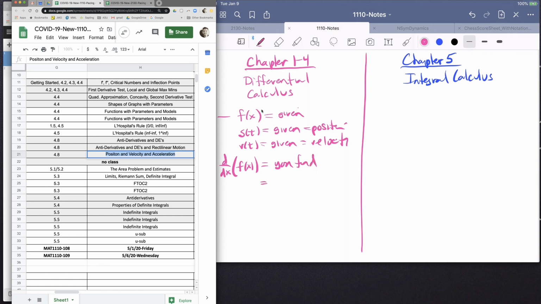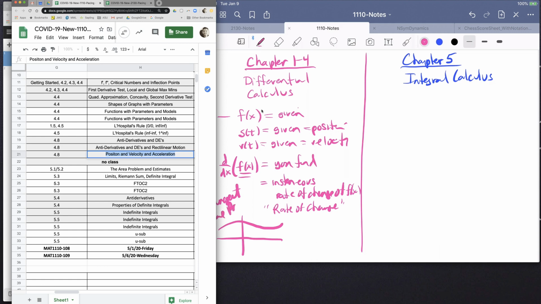But you'll recall that the derivative is about the instantaneous rate of change of whatever you're taking the derivative of. So that would be of the function f of x. So we've been talking about the derivative as a rate of change, and this is related, of course, to the tangent line problem. And this is what has been occupying our attention for chapters 1 through 4, the tangent line problem.